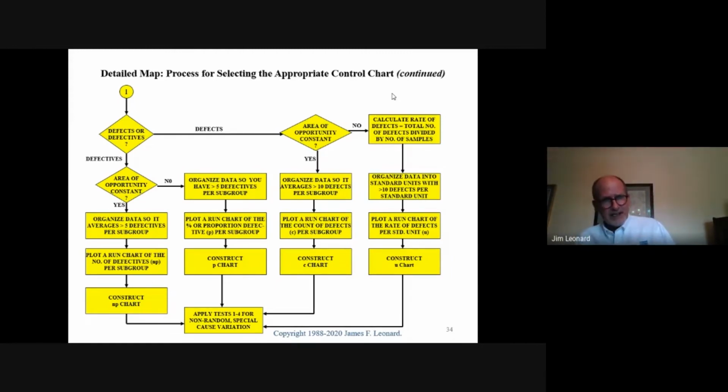If I'm counting defectives, is my sample size, my area of opportunity to find a defective, held constant? If yes, I can go the NP chart route for number of defectives. If no, I go with the P chart for percent or proportion defectives.